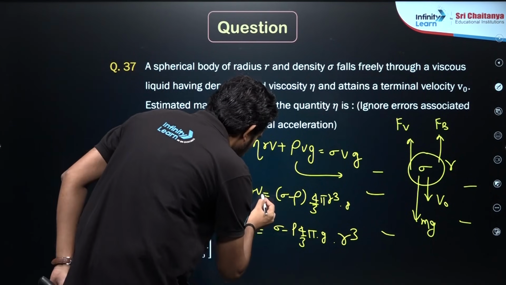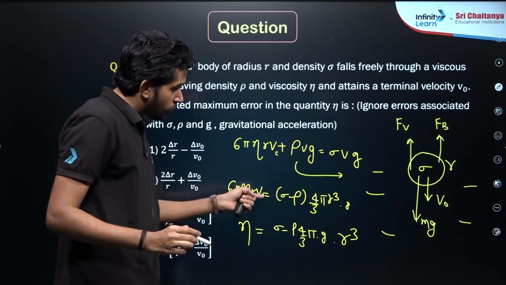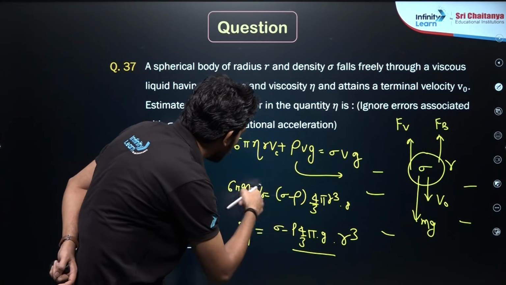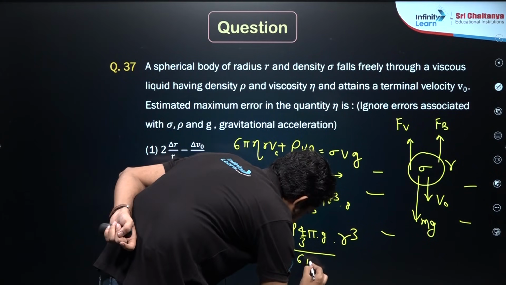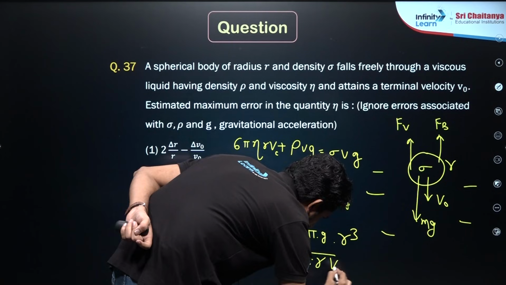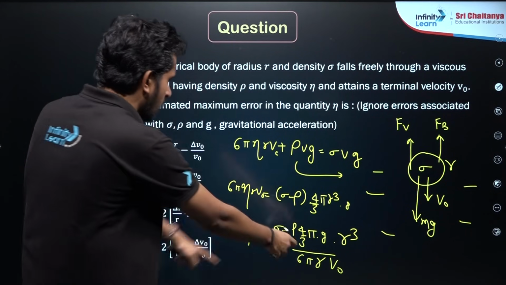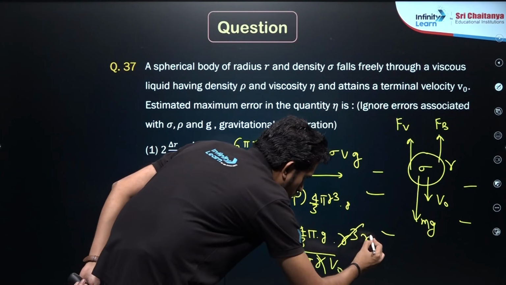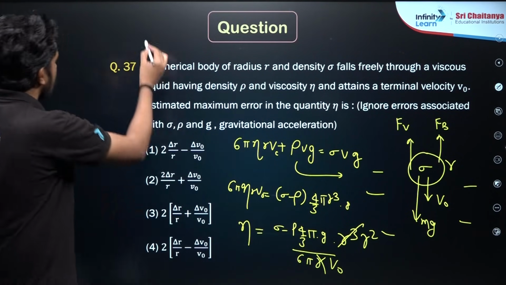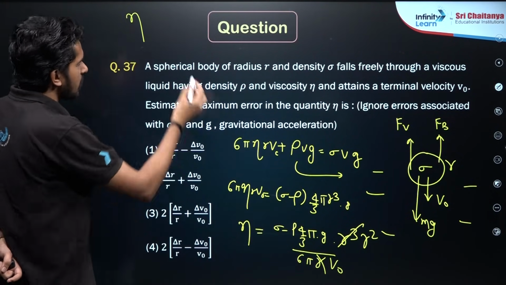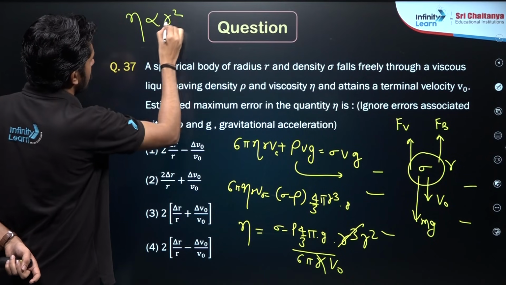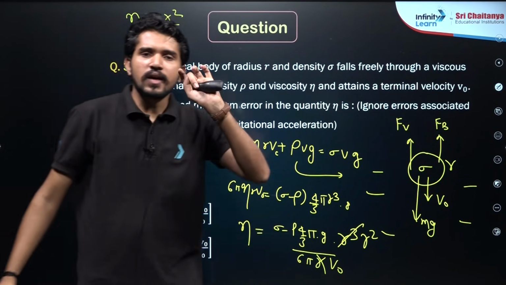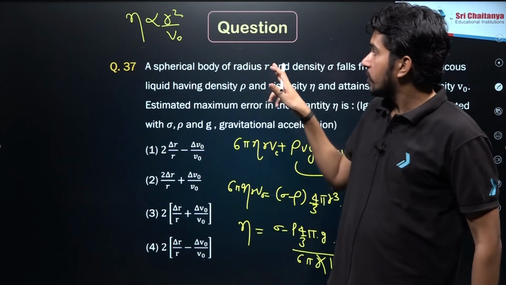And here, okay, this is the terminal velocity V naught. And here let's write 6 pi R V naught. Now from here, could I cancel this out? This would be r square only, and from here eta is proportional to r square by v naught, and all the other things are constant. These two things are variable.